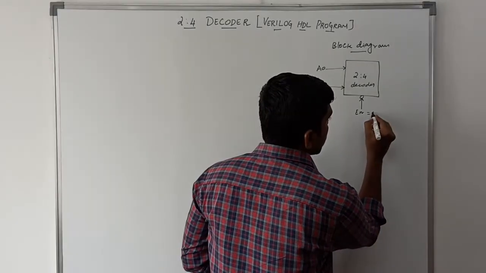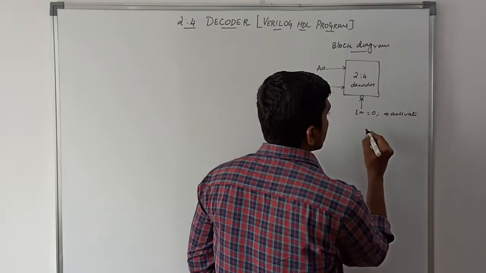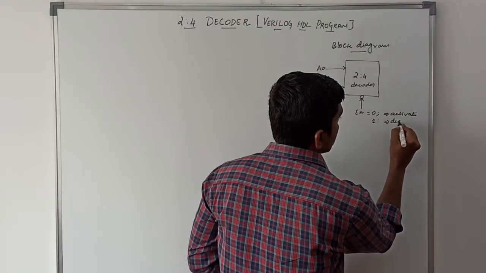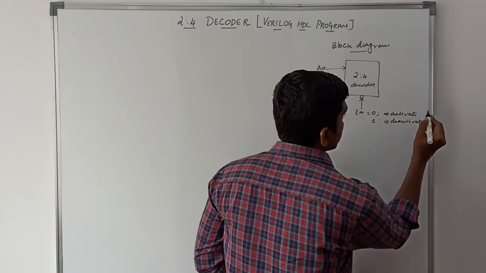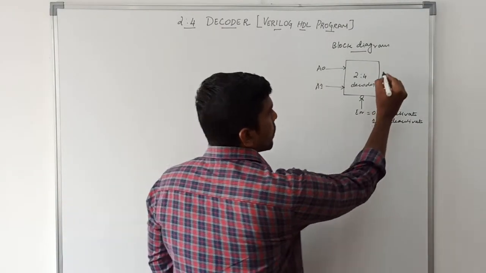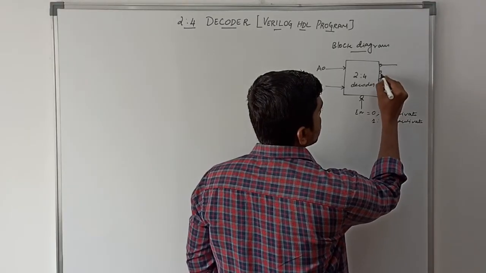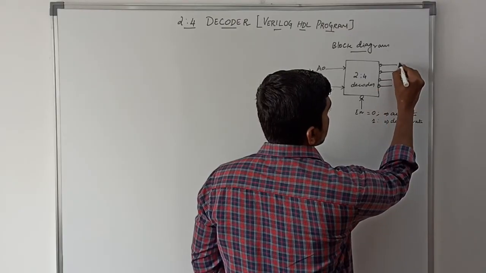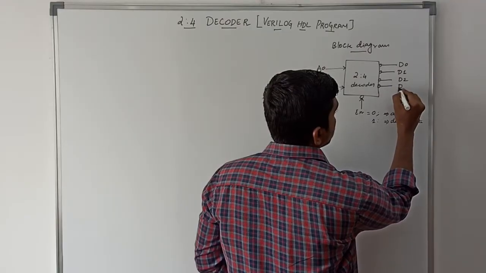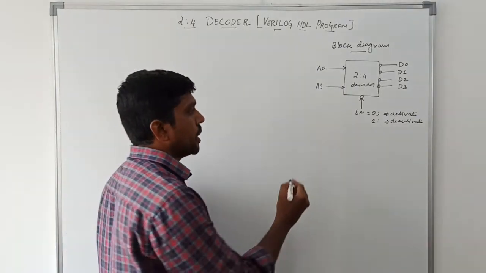When enable value equals 0, the decoder is activated. Suppose enable value equals 1, in this case it is deactivated. So A0 and A1 are the primary input values, and the decoder releases 4 outputs, namely called D0, D1, D2, D3. So after drawing the block diagram, now we go to write the truth table.